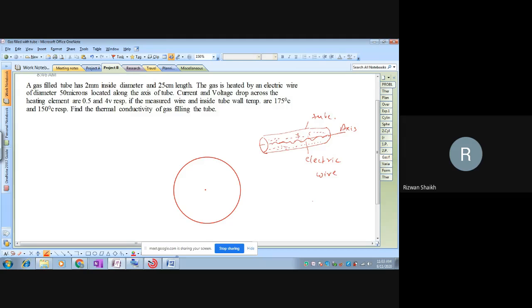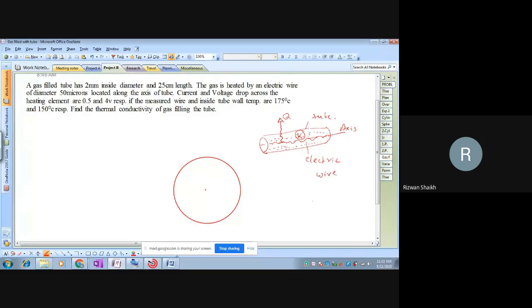So we have to calculate the thermal conductivity of the given gas, and the temperature is also given. It means that this filament is hot, and the heat flows from the filament to the ambient, or to the surface of the tube. The filament is hot because of the electrical current, and the heat flows from the filament. We have to calculate the thermal conductivity of the given gas.